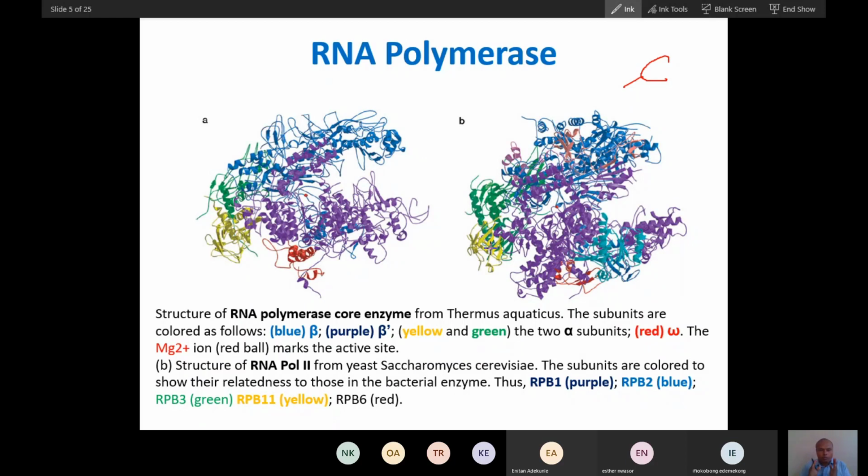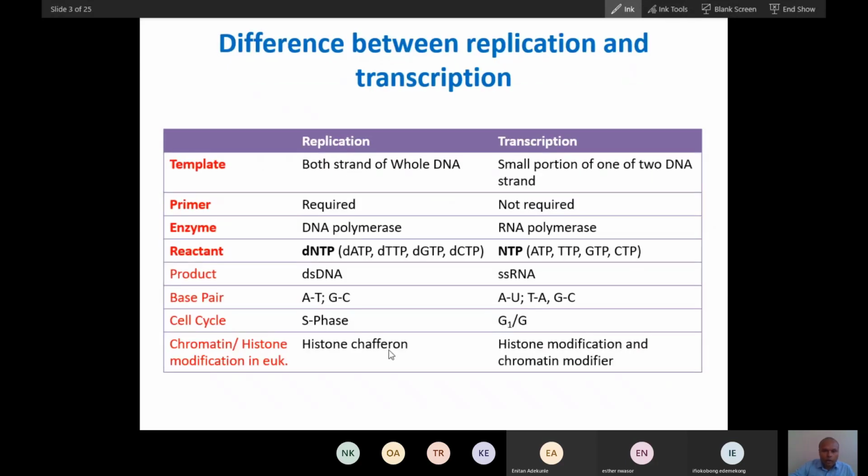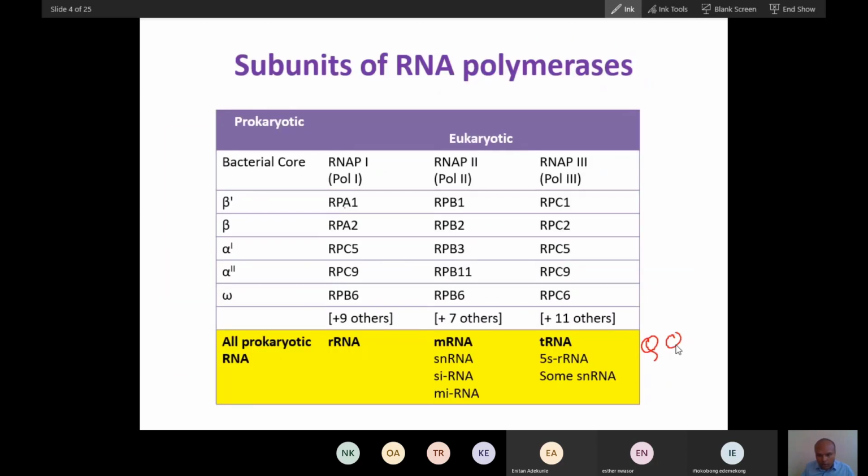In eukaryote also, RNA polymerase 1, 2 and 3 are different, and the purpose is also different. And you can see these are the mRNA. You have to remember this. I will ask questions from this, which polymerase synthesizes which RNA. I may also ask questions from the differences, but this is more important. Remember this.